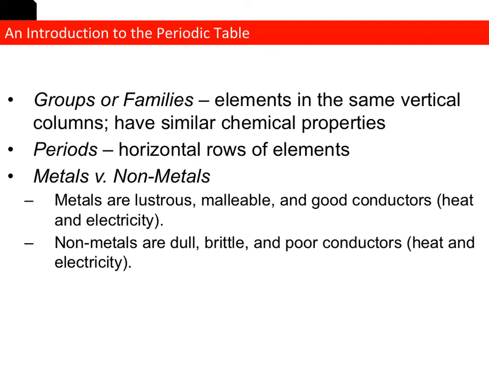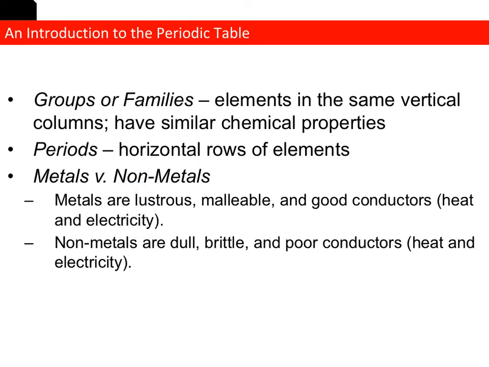A group or a family of elements are in the same vertical column. Oftentimes we call these groups, sometimes they're called families, but a group is a column, and there are 18 of them on the periodic table. Periods are horizontal rows of elements. Periods are less important than groups in the periodic table. Elements are grouped together by similar properties and similar traits, so they're similar vertically more so than they are horizontally.